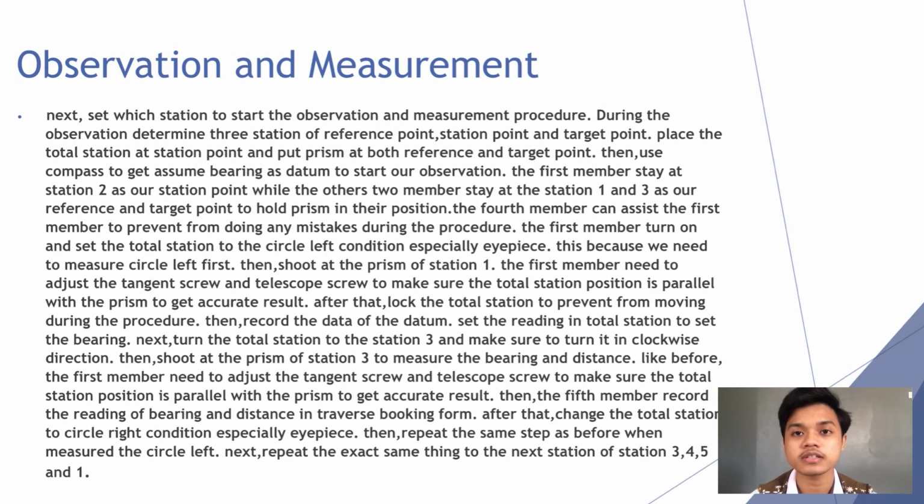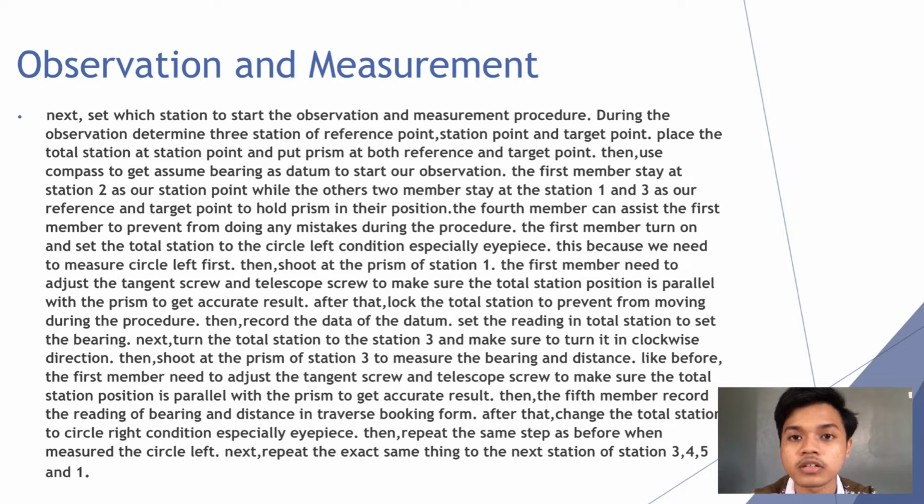Next, observation and measurement. Set which station to start the observation and measurement procedure. During the observation, determine 3 stations: reference point, station point and target point. Place the total station at the station point and put the prism at both the reference and target points. Then, use a compass to get an assumed bearing as data to start our observation.